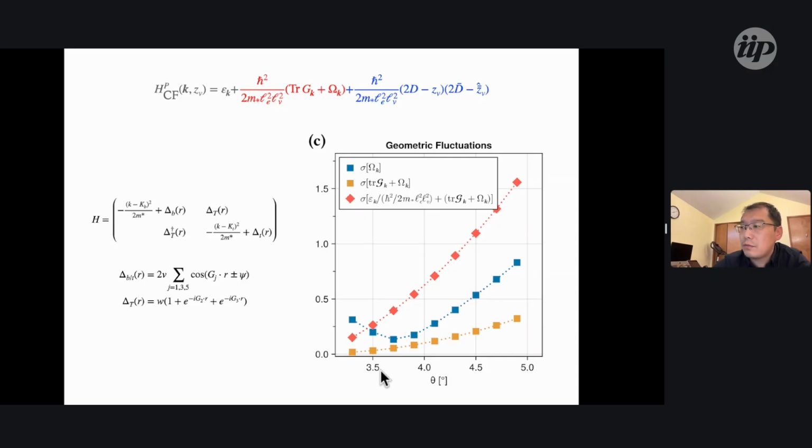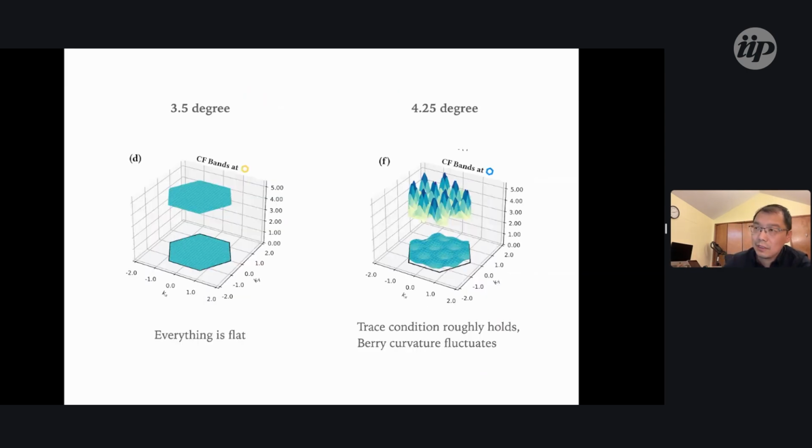So now given this, let's actually look at the band structure at 3.5 degree, where you can see that all the terms are kind of small. And in comparison, we're also going to look at the CF band structure around here when the periodic potential part becomes really large. Okay, so here is the calculated CF band.